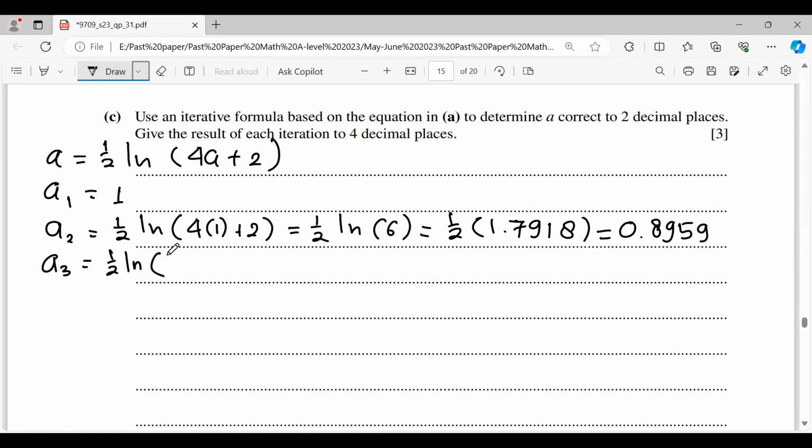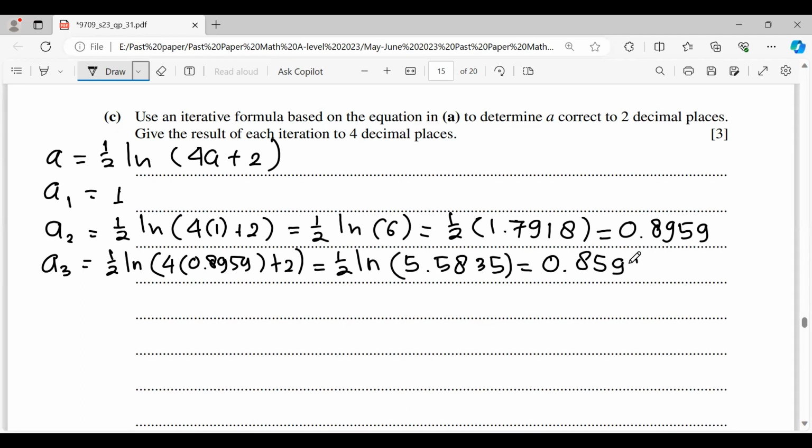Next, ln of 4 times this number, 0.8959, plus 2, half ln. I'm going to calculate first. Plus 2 is 5.5835. So half times ln this number is 0.8599.